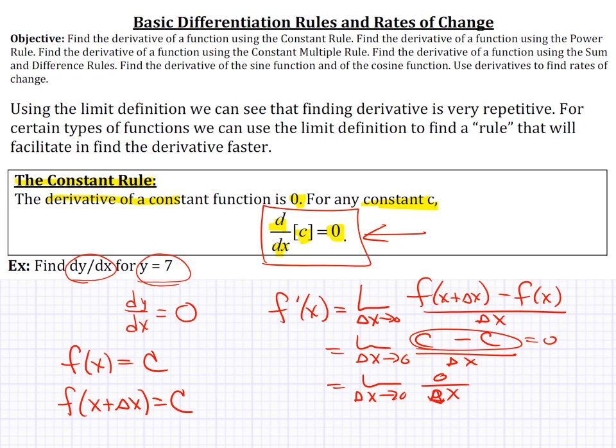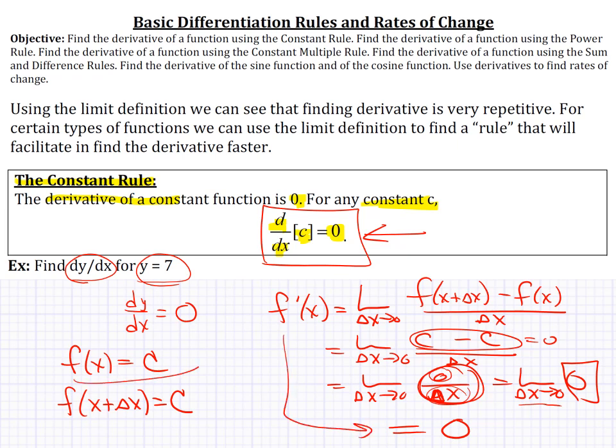Well, remember, delta x is going to 0, but isn't 0. It's going to 0. Well, if it's going to 0, 0 over something that's not 0 would always equal 0 as a whole. So ultimately, this is the limit as delta x goes to 0 of 0. Well, 0 is a constant. And we learned that limits of a constant are just that constant. And so the derivative for a constant function should equal 0.